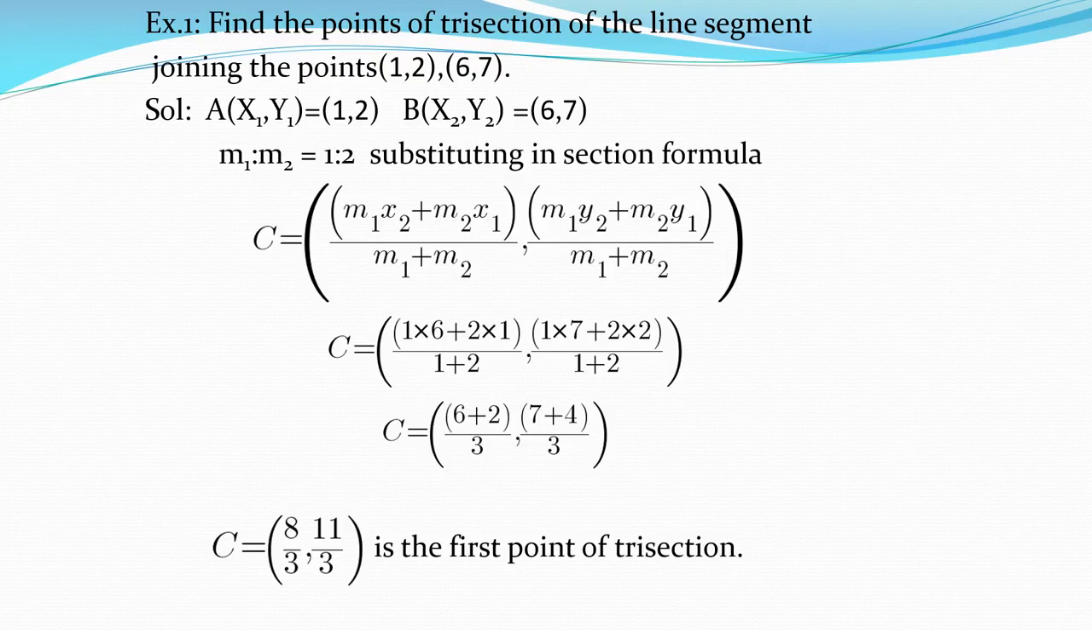Substituting these values in the section formula, we get (1 into 6 plus 2 into 1) by (1 plus 2), (1 into 7 plus 2 into 2) by (1 plus 2), which is nothing but (6 plus 2) by 3 and (7 plus 4) by 3. That is 8 by 3 and 11 by 3 is the first point of trisection.